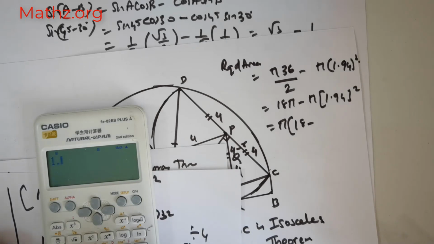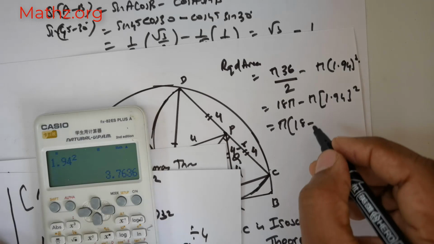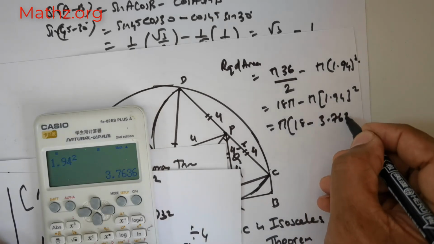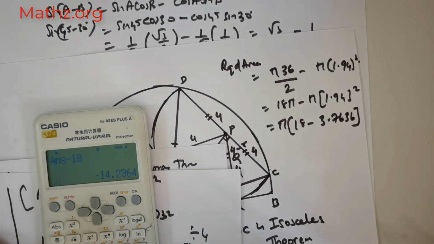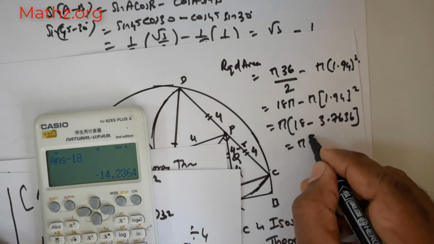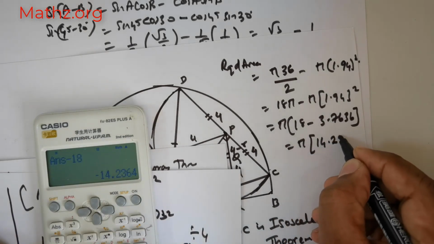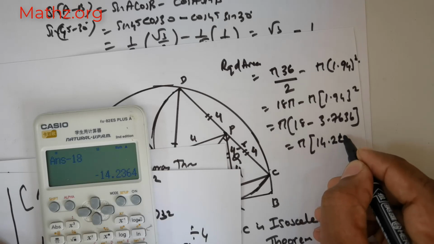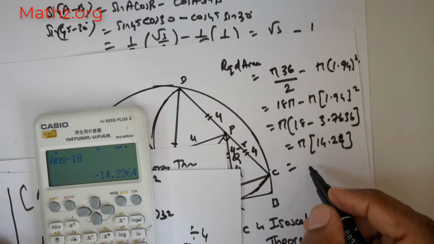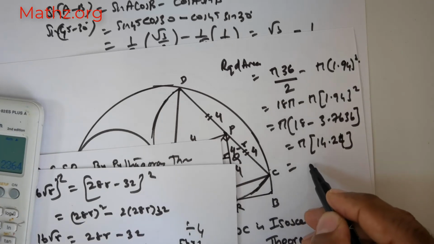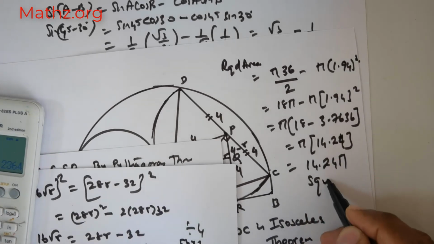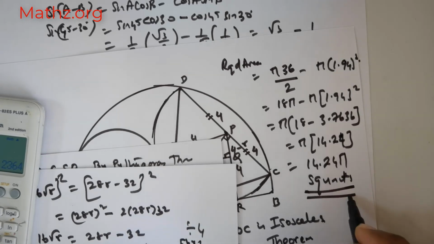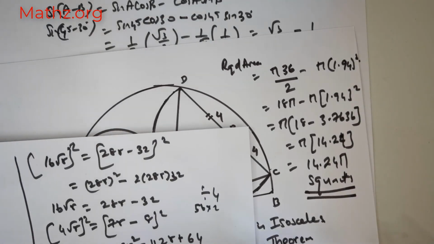So 1.94 squared, that is 3.7636. Okay, and that is going to be pi times 14.24. So the required area is 14.24 pi square units. Okay, this is the required area.